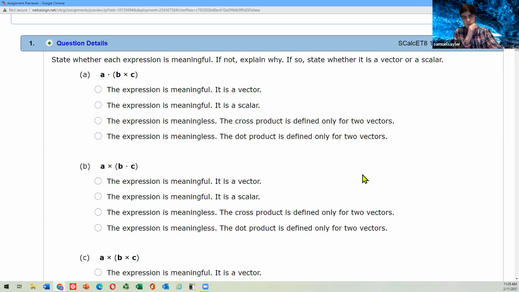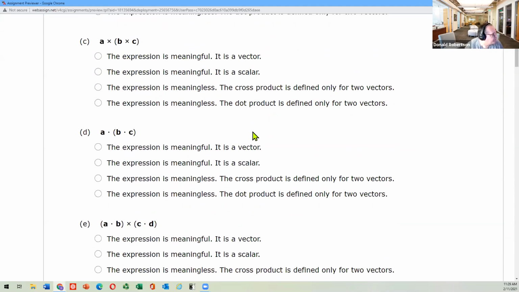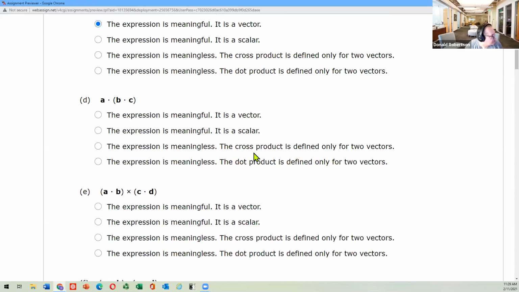Scalar. Scalar, right? You get 42. So in this list, the expression is meaningful. It is a scalar, right? Okay, how about C? A cross B cross C. I think actually we talked about this yesterday, where you could do a cross product like this. Could you get an answer to that? Yes. What would your answer be? A vector or a scalar? Vector. A vector. So it is meaningful and it's a vector.